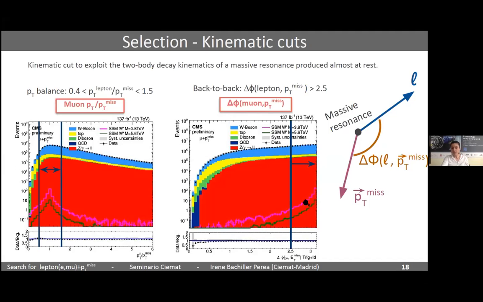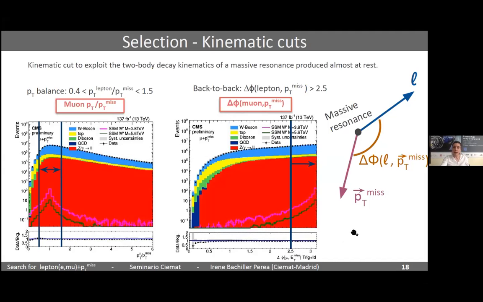For the angular distance between the lepton and the missing PT, the delta phi, we are searching for a back-to-back topology. They should be back-to-back in the transverse plane. Then we cut on the delta phi to be very close to 3, to pi, to be back-to-back.